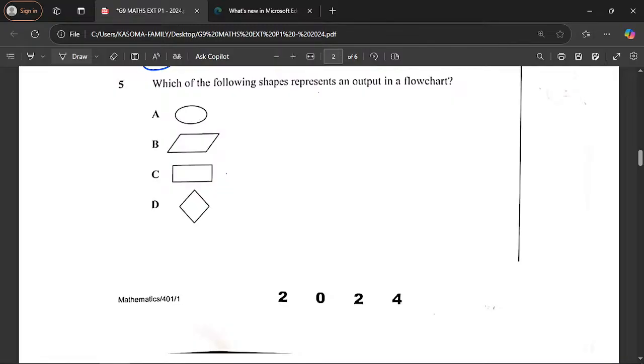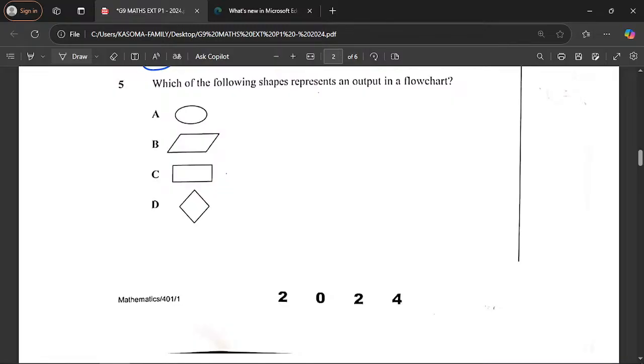Okay, we come to question 5. Which of the following shapes represents an output in a flow chart?